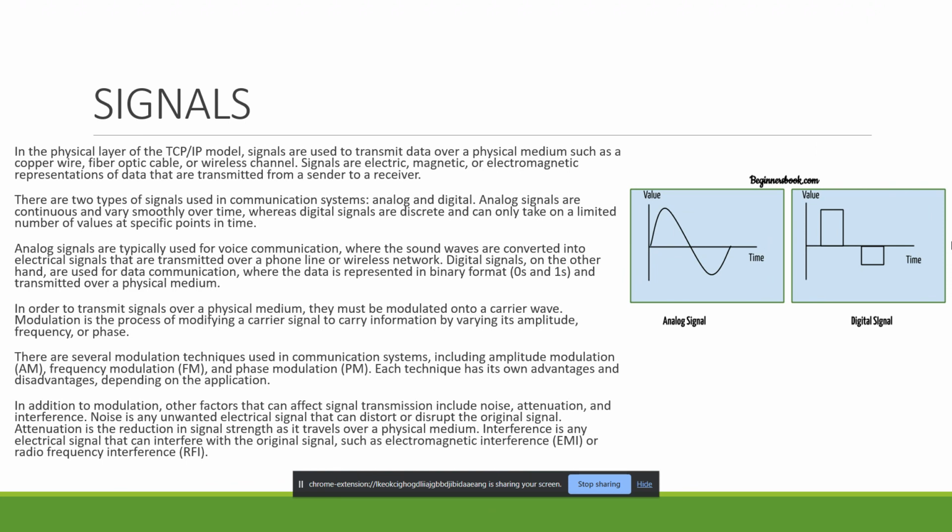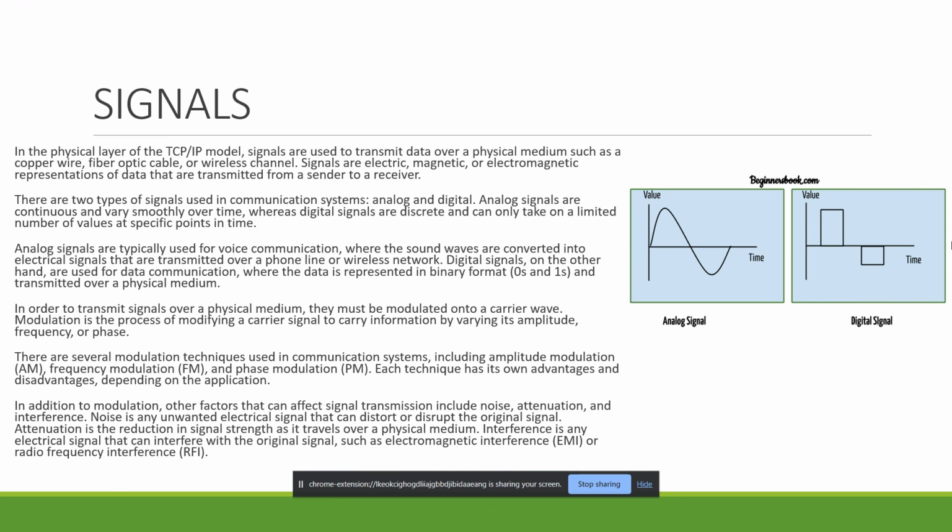Analog signals are typically used for voice communication, where the sound waves are converted into electrical signals that are transmitted over phone lines or wireless networks. Digital signals, on the other hand, are used for data communication, where the data is represented in binary and transmitted over a physical medium.